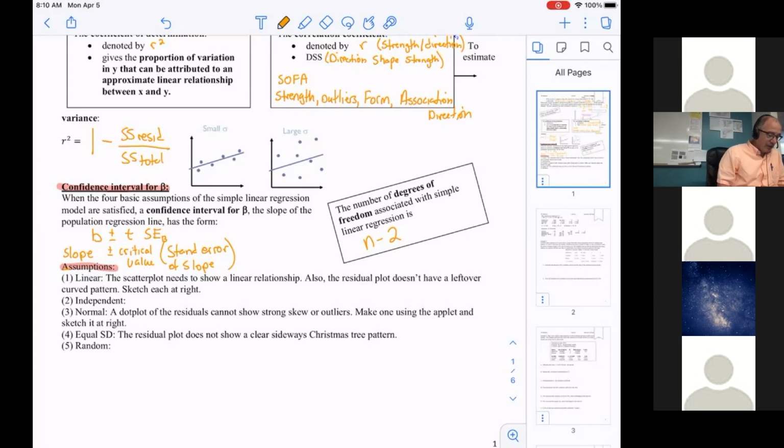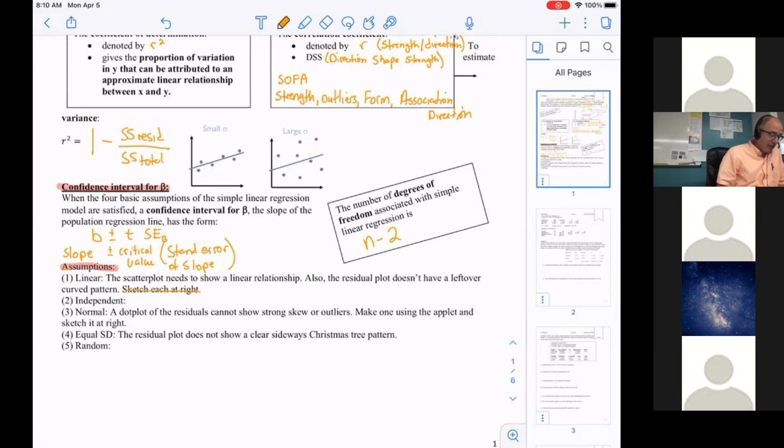We had to show that it's linear. The scatter plot needs to show a linear relationship. The residuals plot then also does not have a curved pattern. Okay. Now I stole this from something else and forgot to proofread it very nicely. So that's not needed.